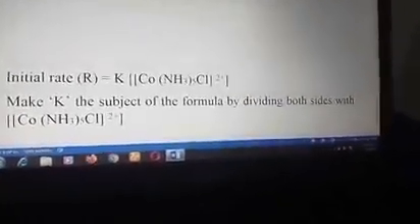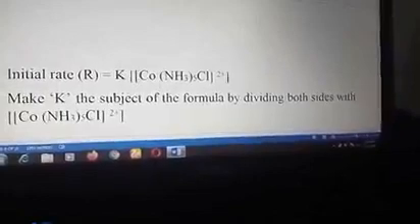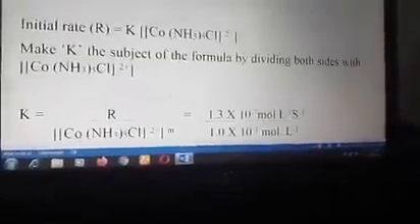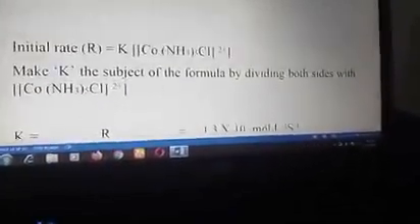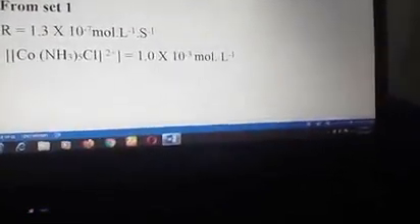Make K the subject by dividing both sides by the cobalt complex concentration. We now have K equal to R all over the cobalt complex concentration. So the rate from experiment data 1 is 1.3 × 10^-7, and the cobalt complex concentration is 1.0 × 10^-3. So you bring them into this expression and then divide all through to get the value of K.